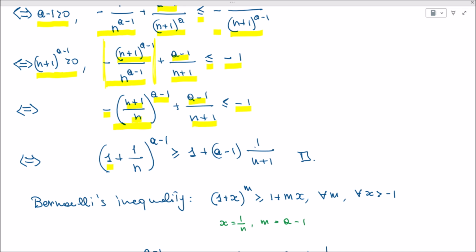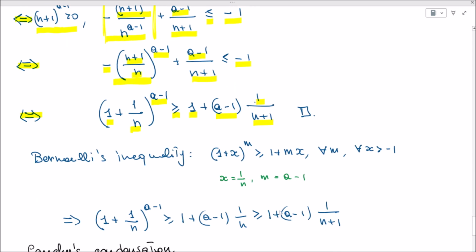What we have is 1 plus 1 over n all raised to the a minus 1. Well, this must be larger than or equal to, we bring minus 1 to the left-hand side, and basically we get 1 plus a minus 1 times 1 over n plus 1. So we need to prove this. If we prove this inequality, because all these are necessary and sufficient conditions, we go backwards and we'll prove the initial inequality. But this is nothing else than an example of Bernoulli's inequality.